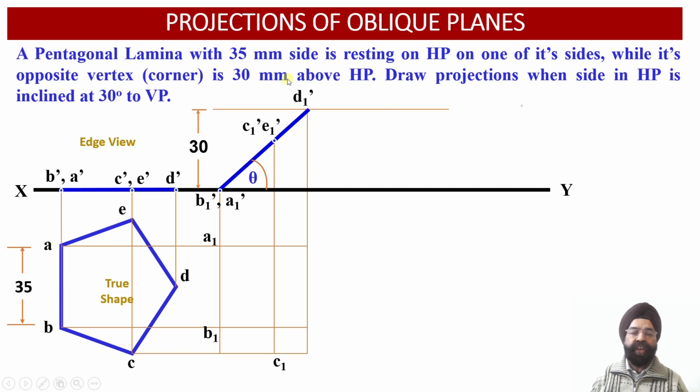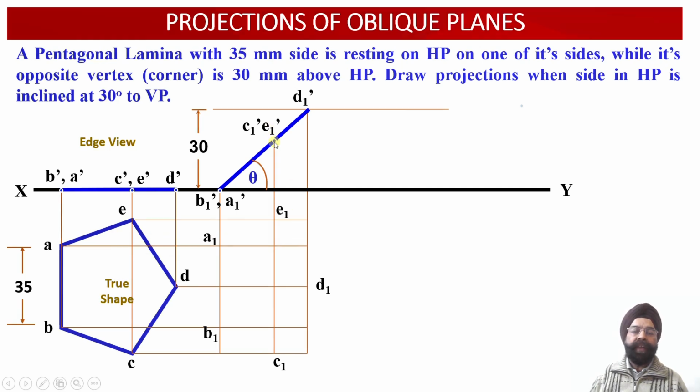Similarly, this is the location of the point D1 dash. From D1 dash, once again we are going to draw the vertical projector in the downward direction and extend it till the point it intersects with the horizontal projector line drawn through the point D over here, right? And finally, this is the location of E1 dash.